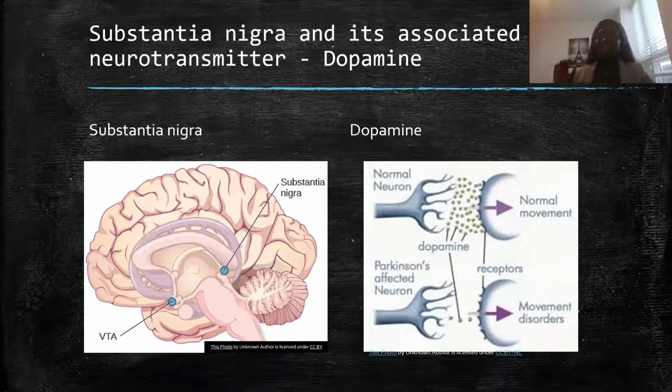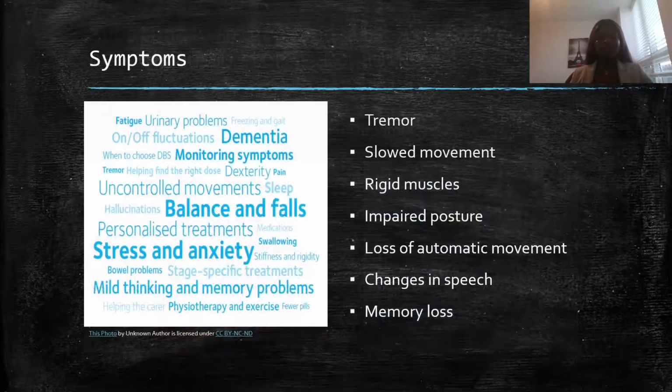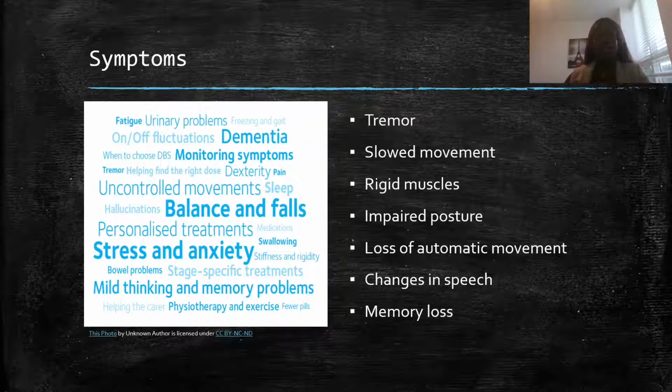Now, a decrease in this neurotransmitter would lead to a decrease in movements, and it is also going to lead to a decrease in certain communication centers in our brain. This is what leads us to the symptoms of Parkinson's disease. Parkinson's disease affects basic life activities, making it difficult to easily diagnose.